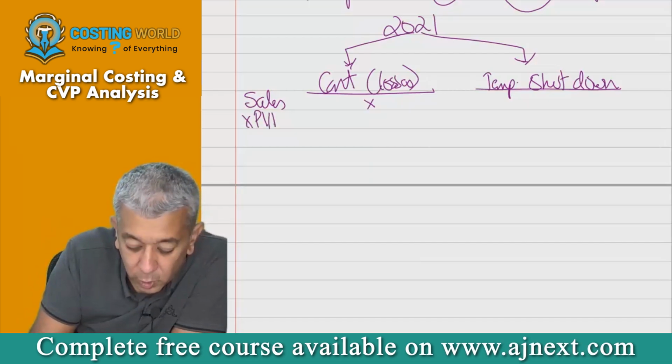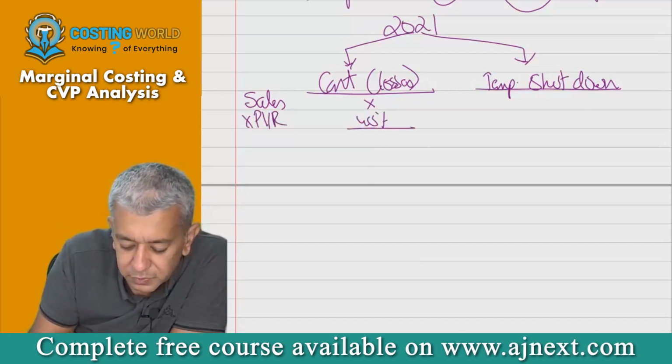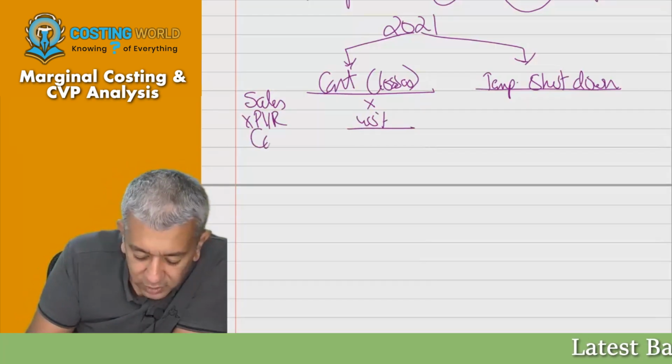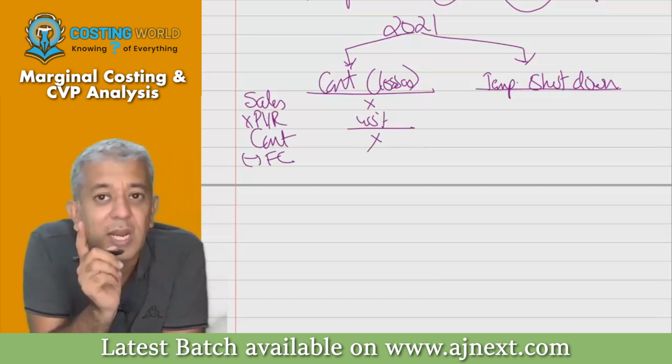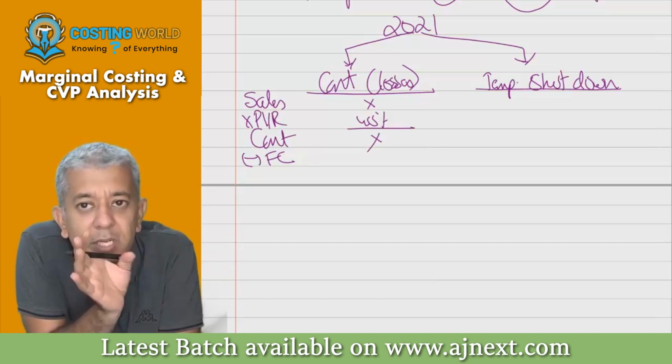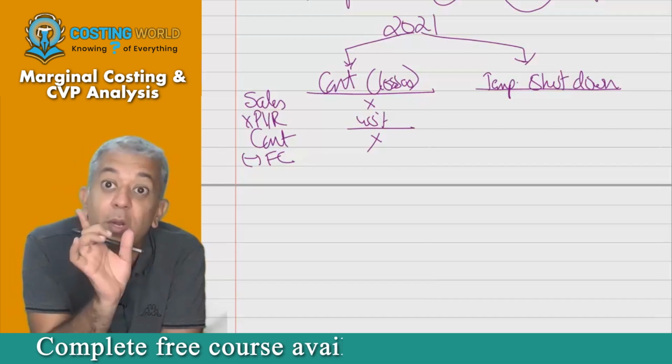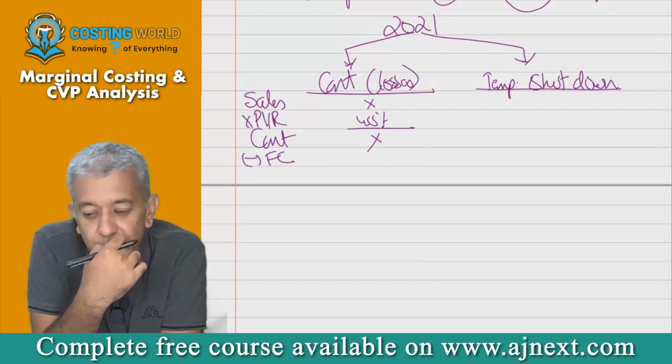The PV ratio in this question is 40%. So there will be some contribution. Now tell me, in this question, if you continue the company, how much fixed cost will you incur if you continue? 80,000.